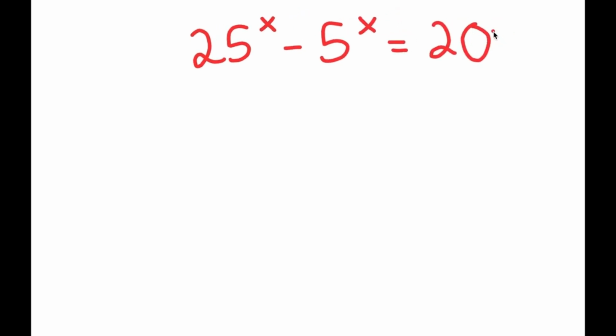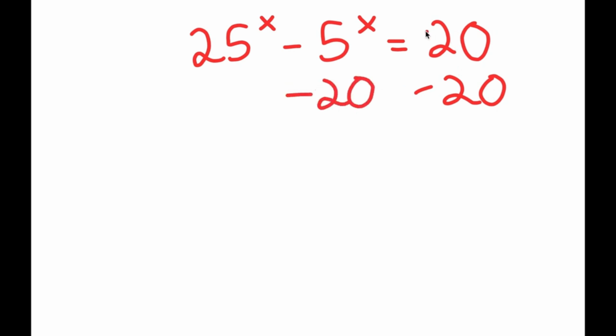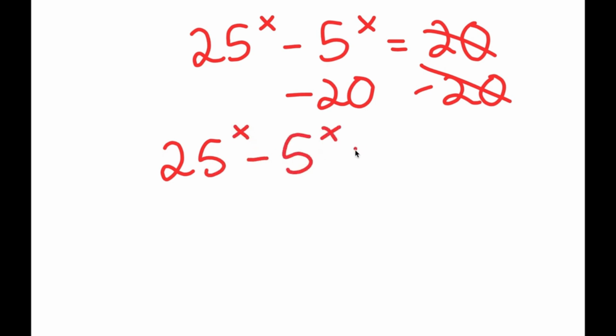Alright, so in this video, I'm going to be solving the equation 25 to the power of x minus 5 to the power of x is equal to 20. To solve this equation, I'm going to first start by subtracting 20 on both sides. Then these two cancel out, and I get 25 to the power of x minus 5 to the power of x minus 20 is equal to 0.